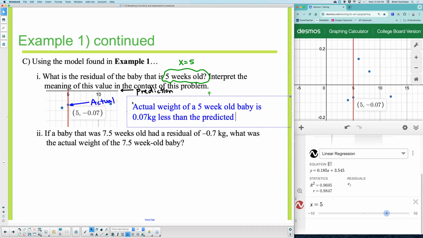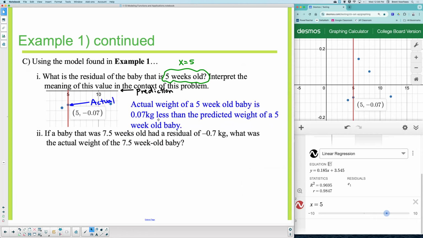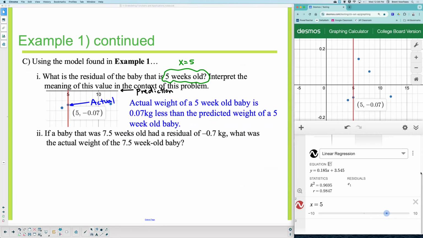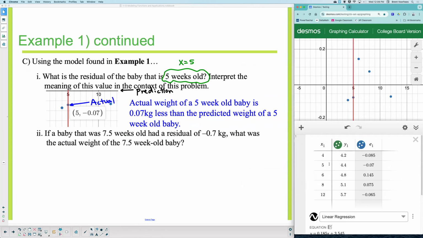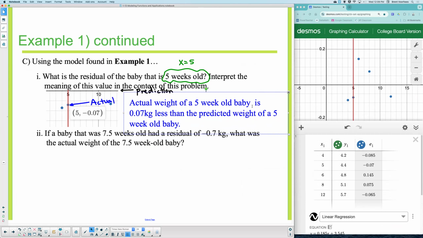Now I'm going to go get the actual values in a second. Weight of a 5-week-old baby. Okay, just to be clear, look on the original table. What was our actual data for a baby that was 5 weeks old? What was our actual data? 4.4. So the actual weight of a 5-week-old baby, I'm going to put this in parentheses, is 4.4 kilograms. Is 0.07 kilograms less than the predicted weight of a 5-week-old baby.